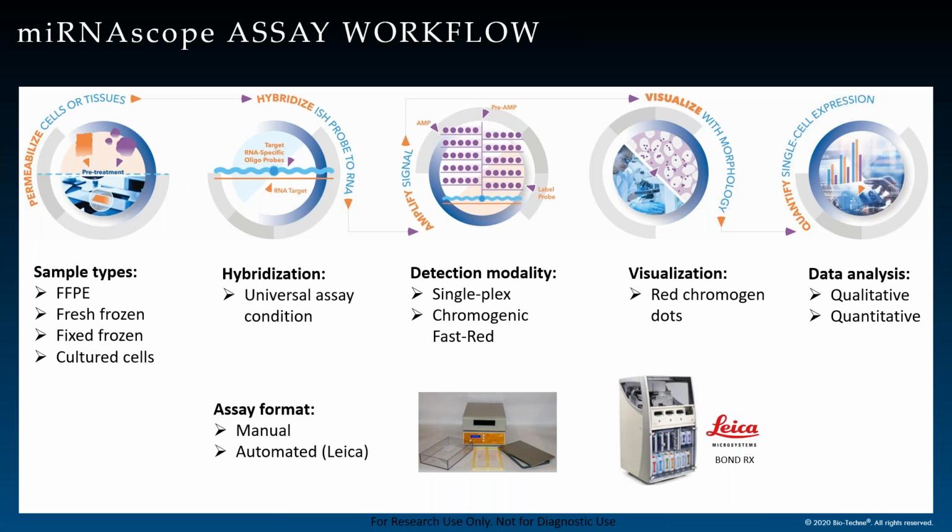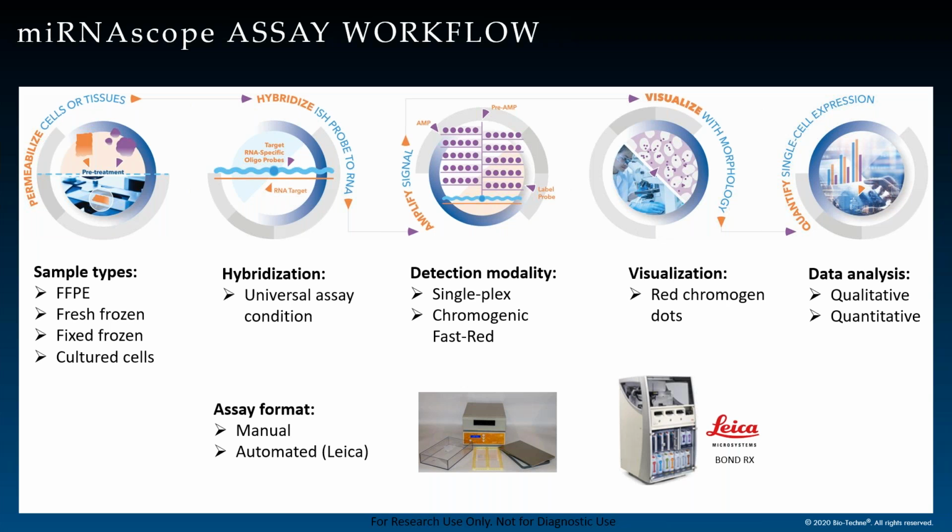Then the small RNA target probes are hybridized to the target RNA. Currently, the miRNAscope assay allows for a single RNA target detection. The probe hybridization step is universal across all targets, meaning further probe optimization is not required. After probe hybridization, the target probes will be hybridized with ACD's modified branch signal amplification tree, consisting of amplifiers and label probes to provide high sensitivity and specificity.